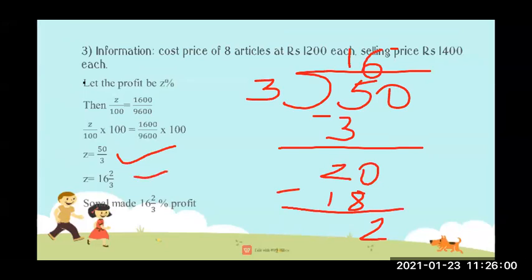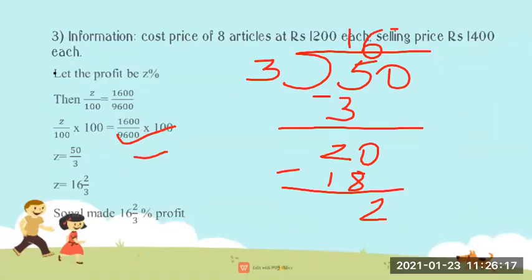So what we are getting as answer? 16 2 upon 3. So Sonal made 16 2 upon 3% of profit. How much percent of profit she made? She made 16 2 upon 3% of profit.